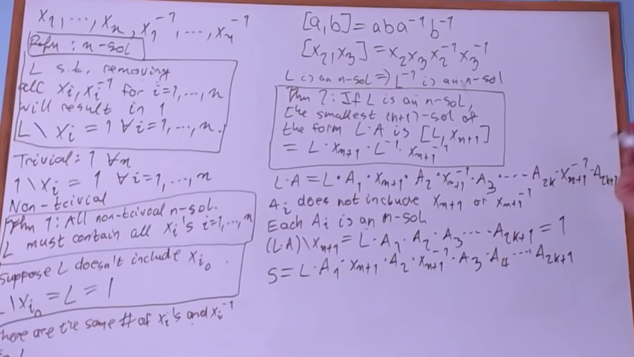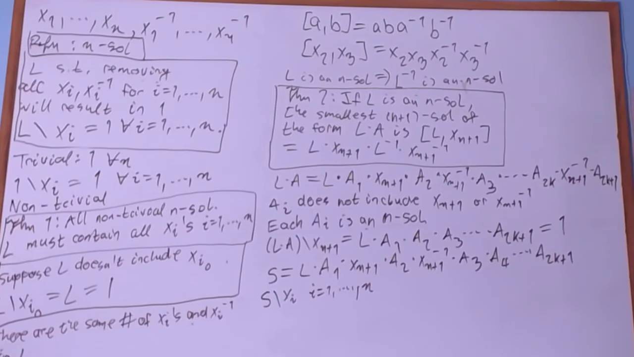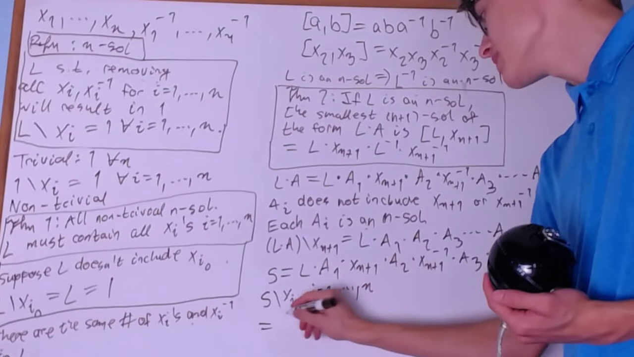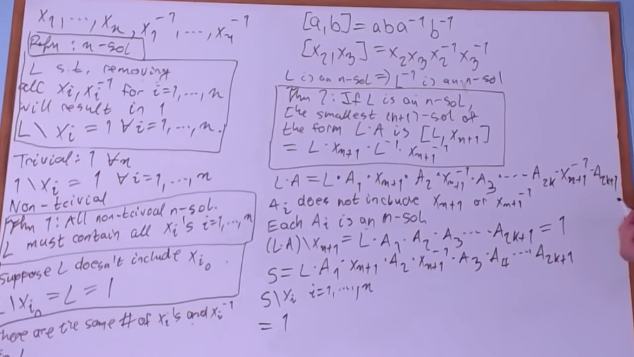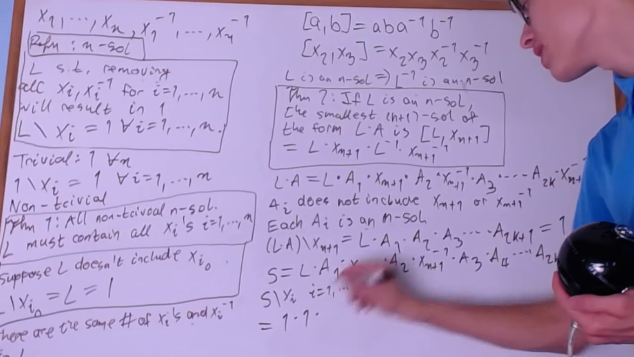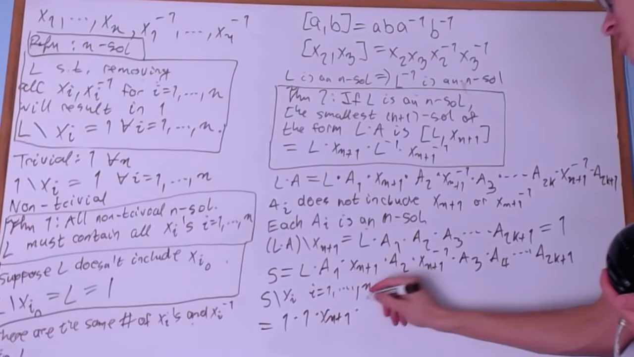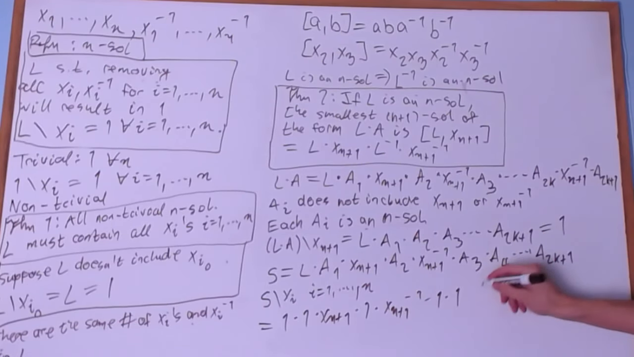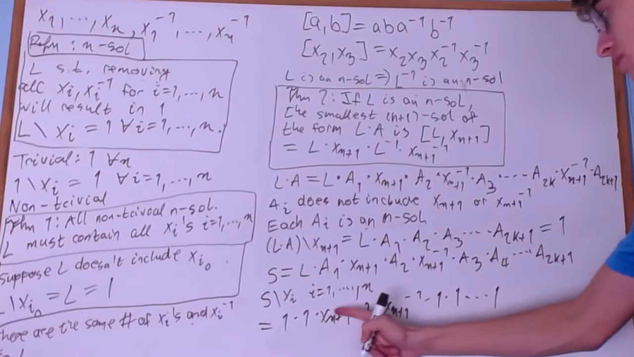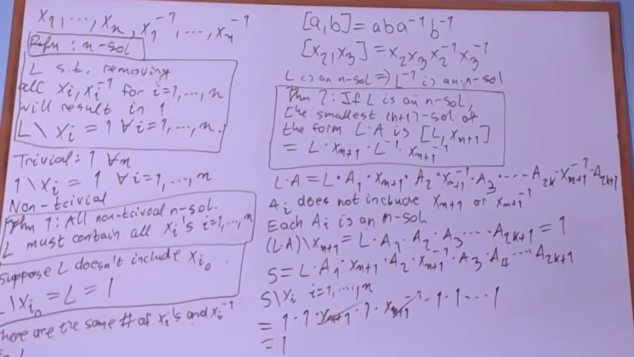Well, let's go ahead and check. What is S removing xi for i equals 1 to n? Well, by the same logic before, it's going to be equal to L goes to 1. Every single one of these is an n solution. And so they all go to 1 as well. So A1 goes to 1, xn plus 1 unchanged. A2 goes to 1, xn plus 1 inverse unchanged. A3 goes to 1, A4 goes to 1, A2k plus 1 goes to 1. And you can see we're just left with an xn plus 1 times xn plus 1 inverse. Those go away, and we're left with a 1.